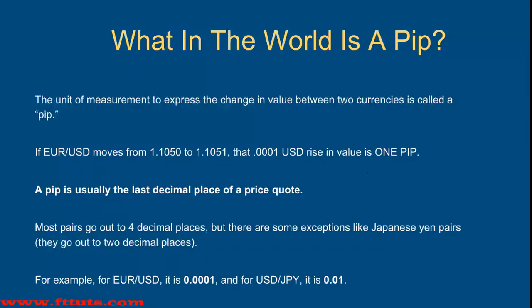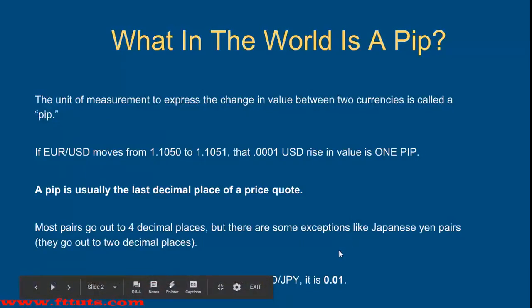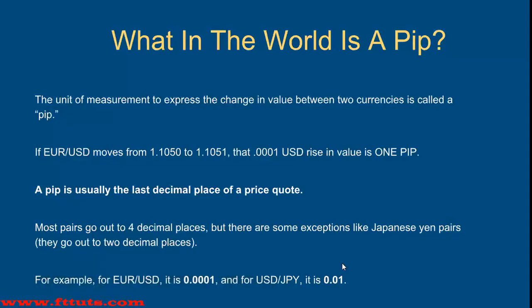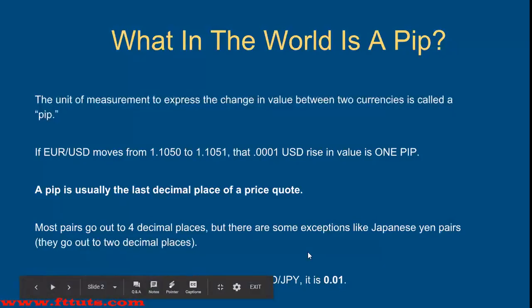A pip is usually the last decimal place of a price quote. This isn't always the case, because on the USD Japanese yen pairs, one pip would be the second decimal value. They go out two decimal places only. This is only for the yen pairs. As you can see, Euro USD would be the fourth decimal point right here.